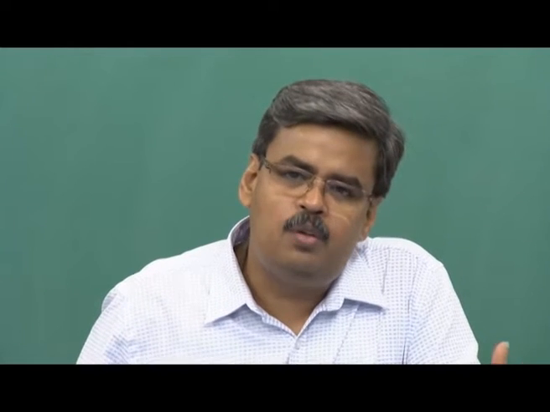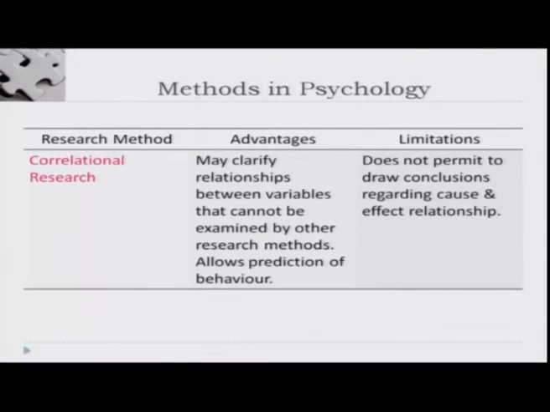Now, coming back to the methods that we have discussed, if we look at the advantages and the limitations of these methods, the correlation method has a beauty. It clarifies the relationship between variables which usually cannot be examined using other methods. So, it allows you to predict behavior. The limitation of correlational research, of course, is that it does not permit you to draw a conclusion regarding the cause and effect relationship, whether this did lead to that or not. All you can say is that there is a relationship between the two.